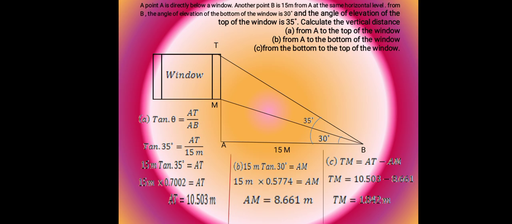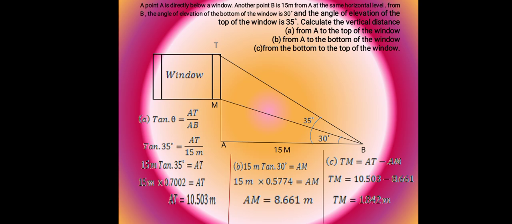You can see I've sketched the diagram. That means from point A to the top of the window, we can use tan theta to calculate that. Tan theta, we know, is the opposite side over the adjacent side. Now our opposite side is AT, our adjacent side is AB, which is 15 meters, and theta is 35 degrees. Forming that equation, you can see that AT becomes 10.53 meters.